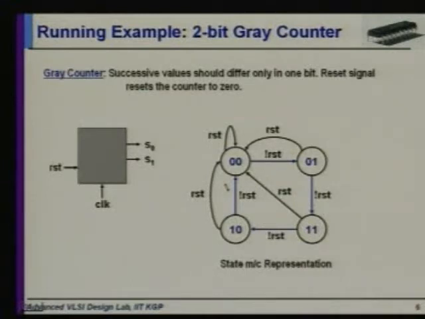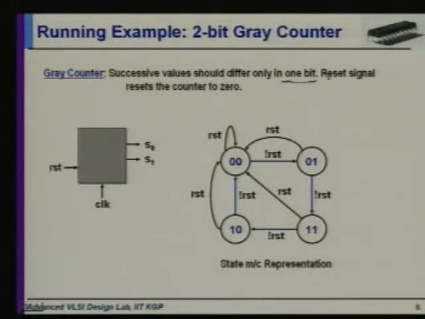Let us take this example to demonstrate these steps. So we start with what is called a 2-bit gray counter. What is a gray counter? A gray counter is going to count through a set of numbers in such a way that successive values will differ only in 1 bit. Okay, so they will differ only in 1 bit. So this is the important thing.